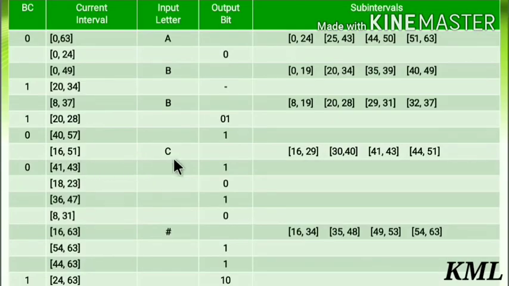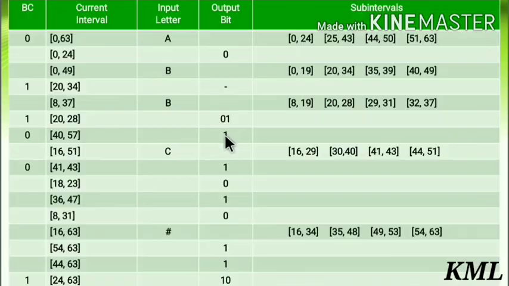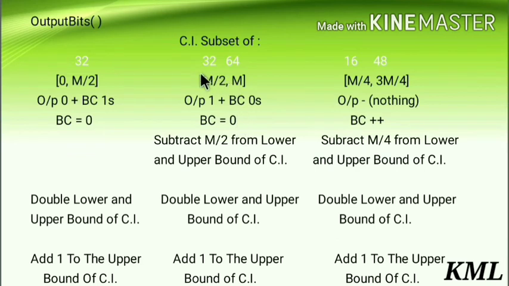That is C. After taking the new input letter, you divide this into subintervals. These are the subintervals you get. Next, check the position of the input letter in source. C is at position 3, so you take the third subinterval as your next current interval. Now check this with the algorithm. So 41, 43 lies in this one.